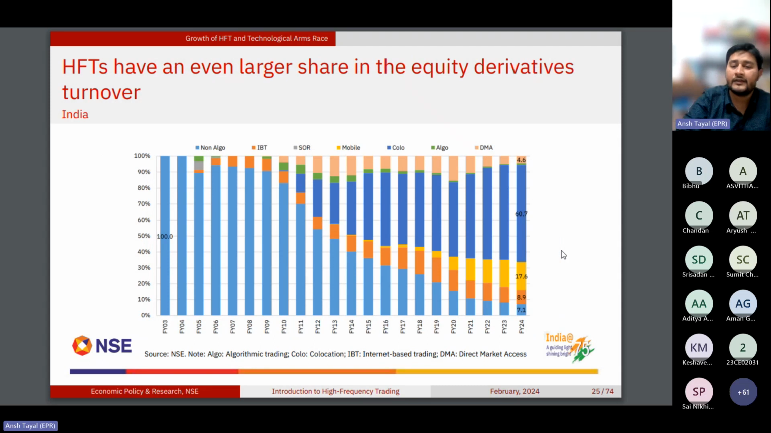Now in equity derivatives, the share of HFTs is even larger. 61% is co-location, and then you have nearly 18% from mobile trading. So the point I'm trying to make is that HFTs capture a large part of market share in today's world, which was very low a decade ago.